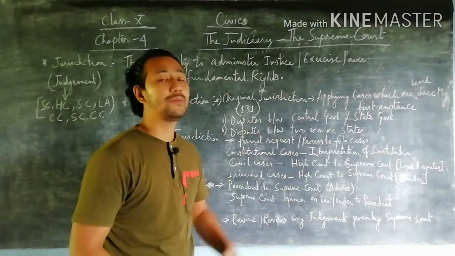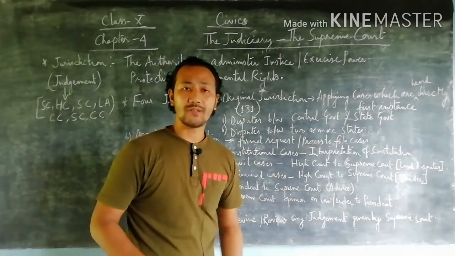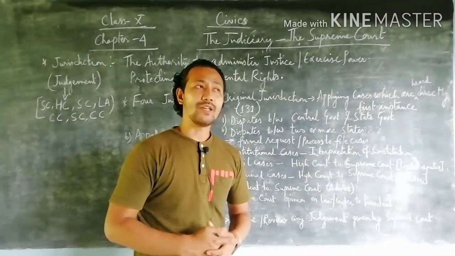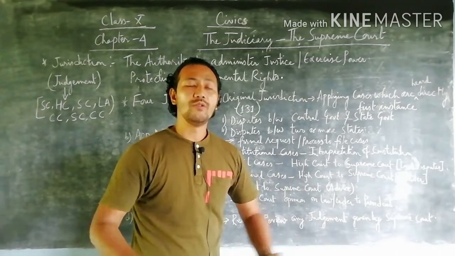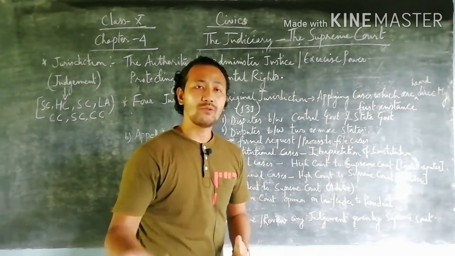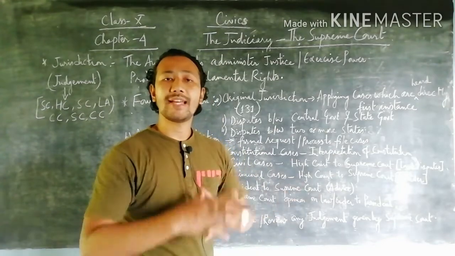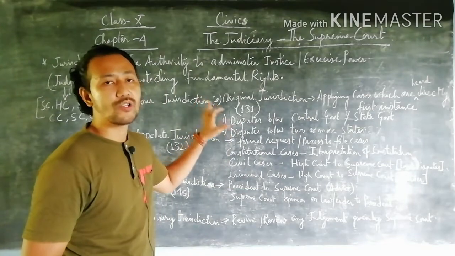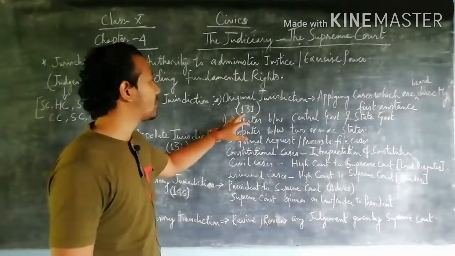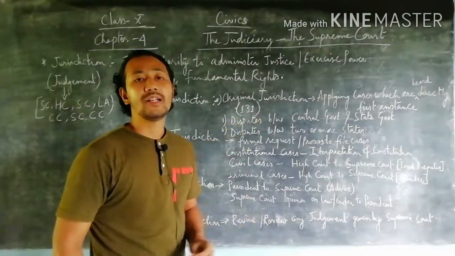Second, talking about the disputes between 2 or more states. We all know there are 29 states. So if one state is having a problem with 2 other states or more than 2 states also, those kinds of cases are also handled by the Supreme Court under the original jurisdiction. So original jurisdiction comes under Article number 131.